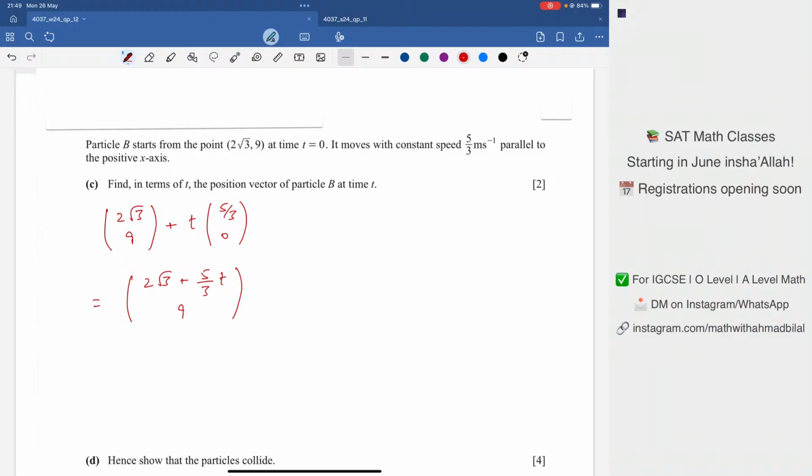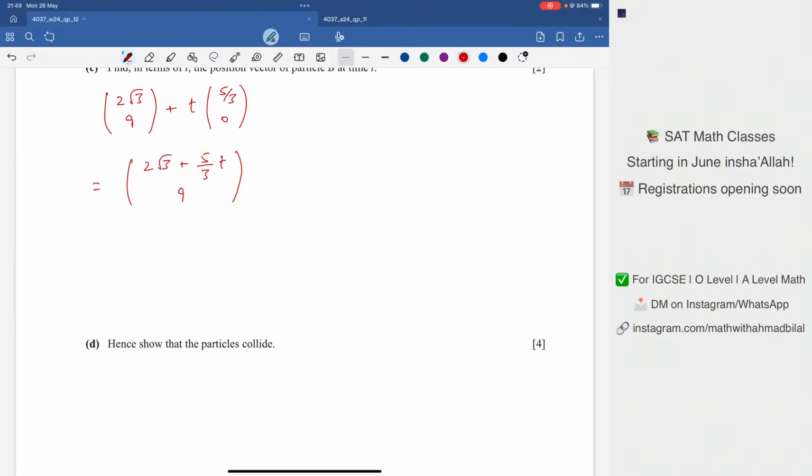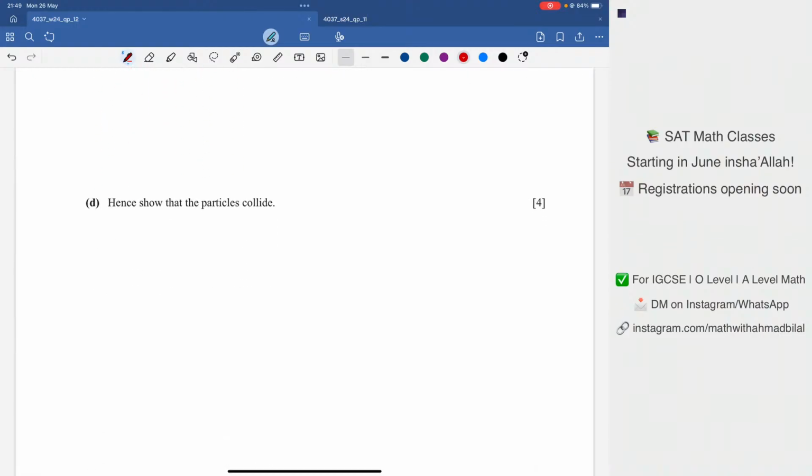All right, and that's your final answer. What about the next part now? It says, hence show that the particles collide. Okay, how do we show that the particles collide?